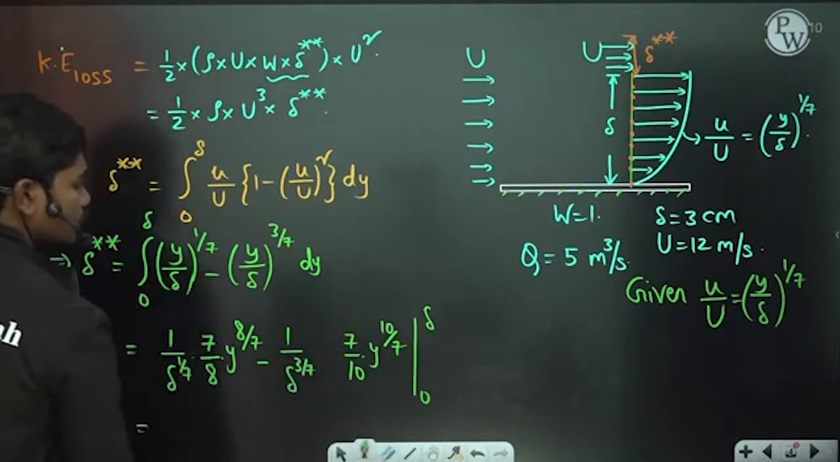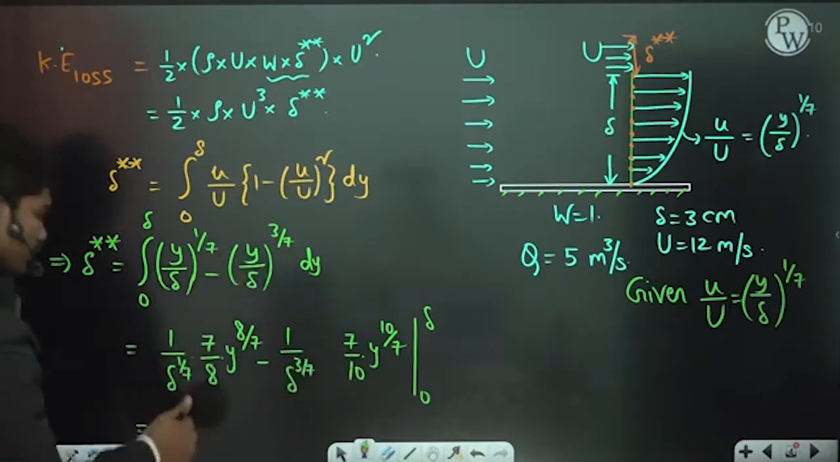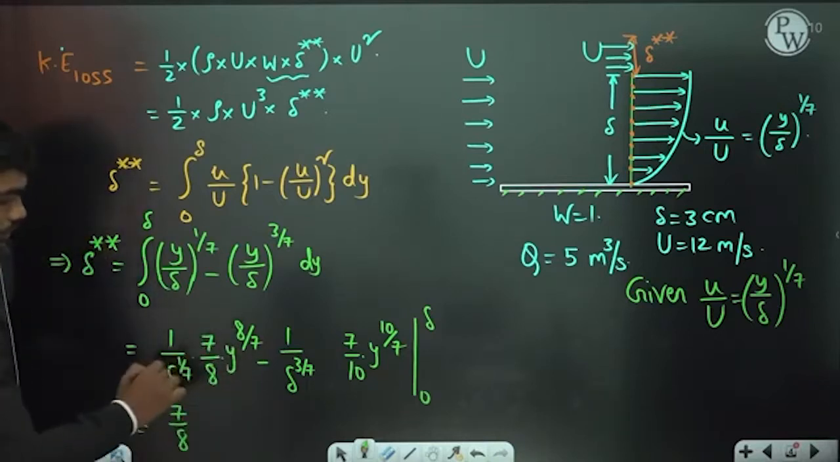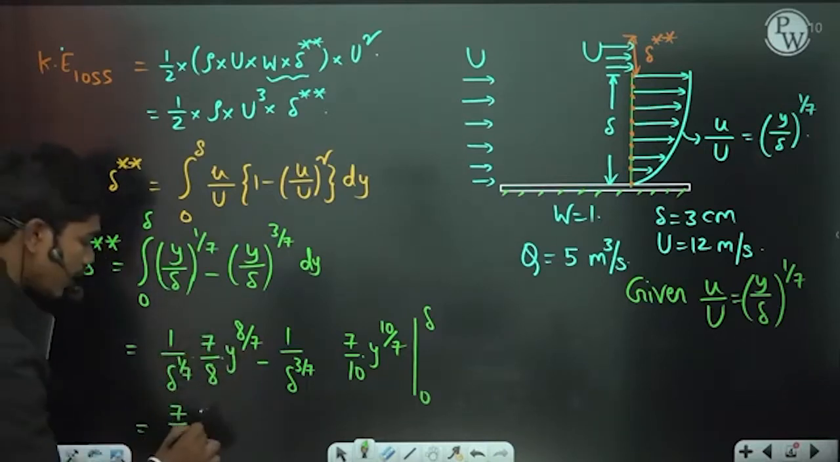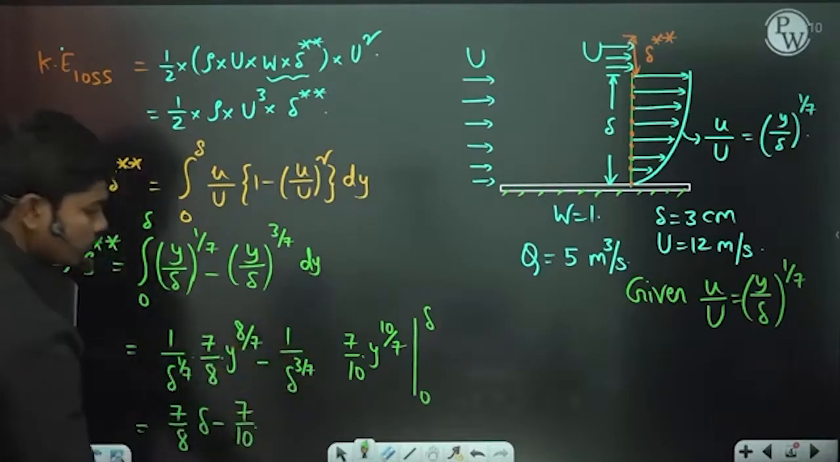This y is not here, right? 1 by delta power 3 by 7 into integration of y power 3 by 7 is this. Now 7 by 8 times of delta power 8 by 7 by delta power 1 by 7. So total delta minus 7 by 10 times of this also gives you a delta here.